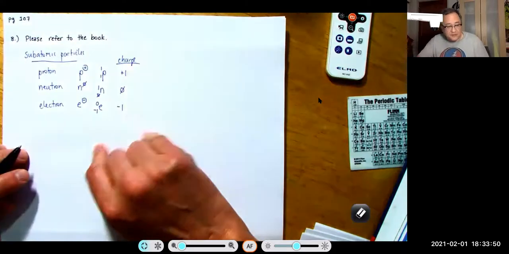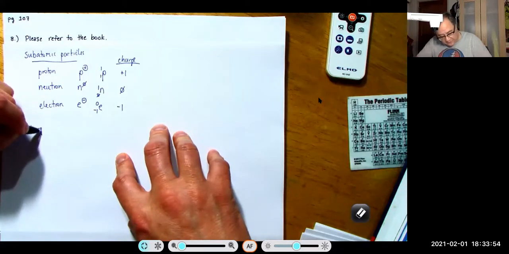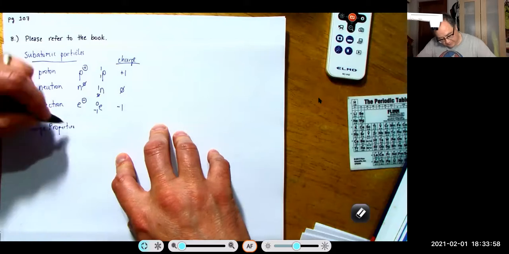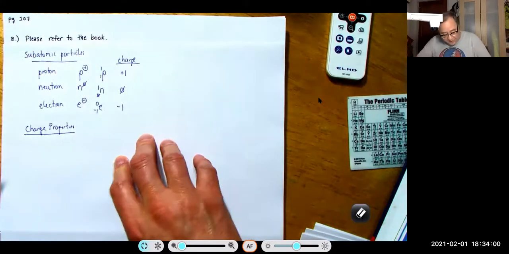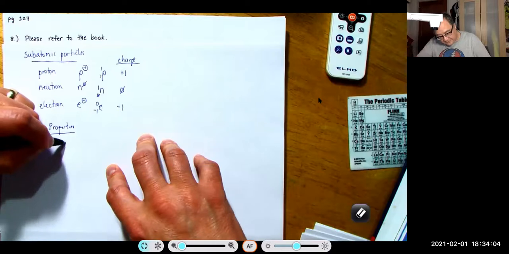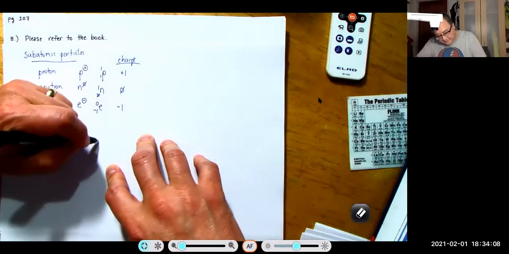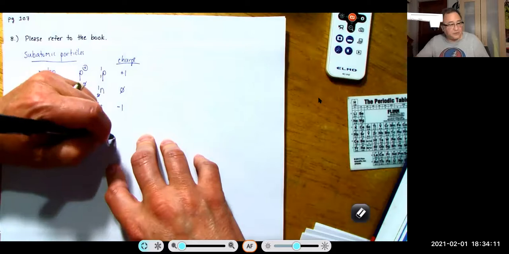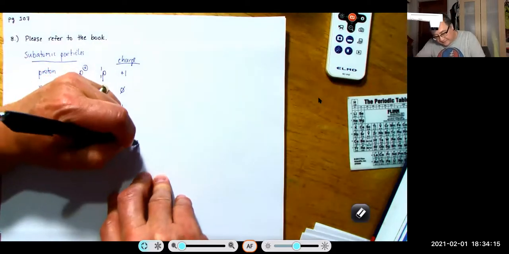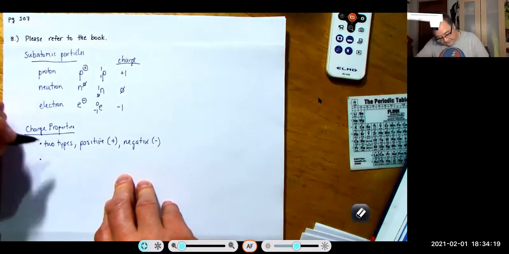And while we're talking about charge, there are some charge properties that you want to know. First thing about charge properties you need to know is that there's two types: positive and negative. For positive, we use a plus sign. For negative, we use a negative sign. Opposites attract.